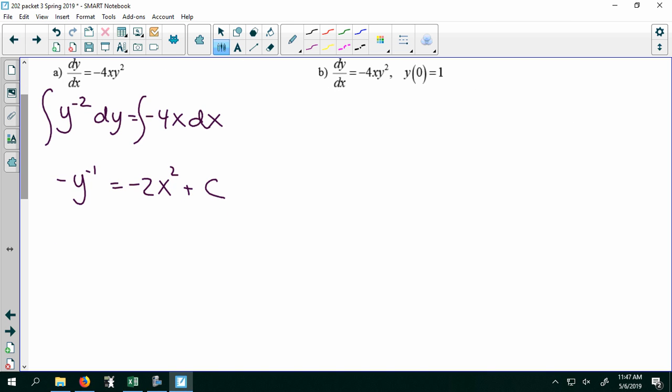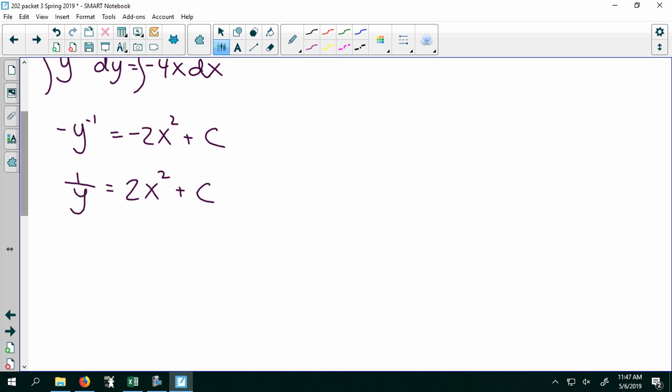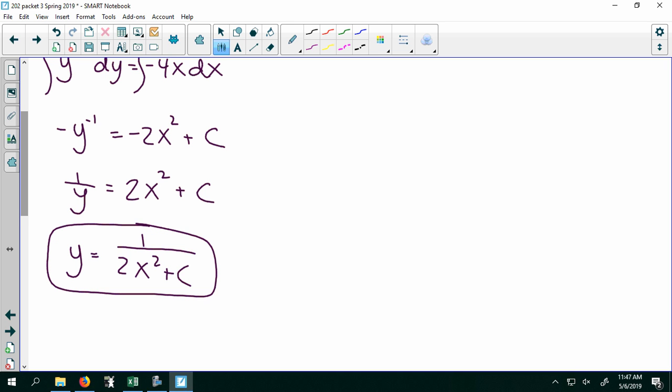Okay, I'm going to multiply both sides by negative 1. So I get y to the negative 1, which maybe I'm just going to write as 1 over y. 1 over y is positive 2x squared. Technically, this is minus c, but because c is an arbitrary constant, I'm just going to keep writing plus c here. Now I'm going to take the reciprocal of both sides, so I get y equals 1 over 2x squared plus c. There is my general solution.